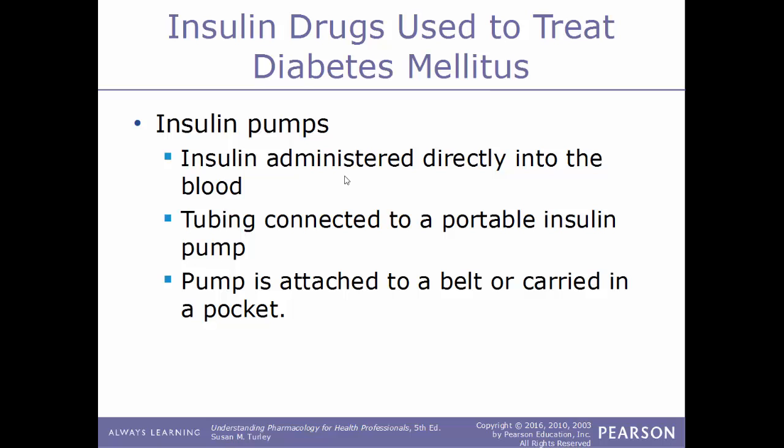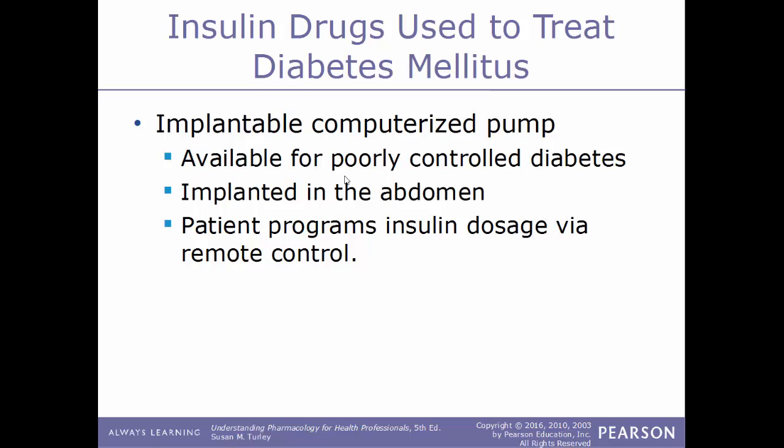Another way you could administer insulin would be through an insulin pump. These would administer insulin directly into the blood, and the tubing is connected to a portable insulin pump, usually worn on the patient's belt or carried in a pocket. Now, for patients that have very poorly controlled diabetes, another option is having an implantable computerized pump. This is inserted into the abdomen of the patient, and the patient programs insulin dosage via a remote control.